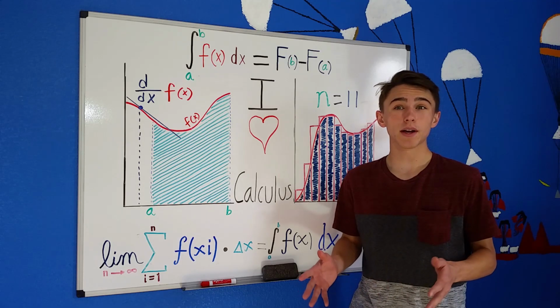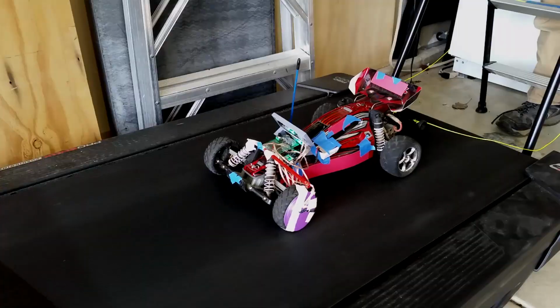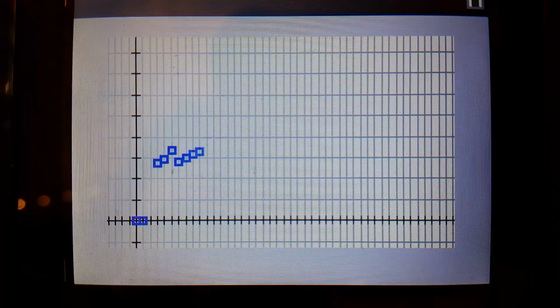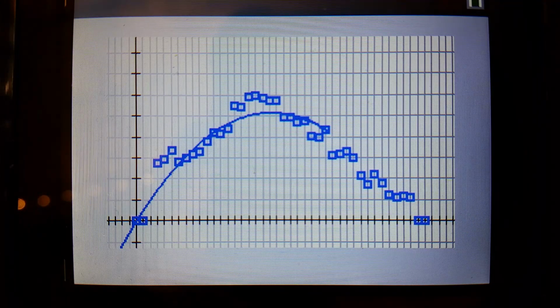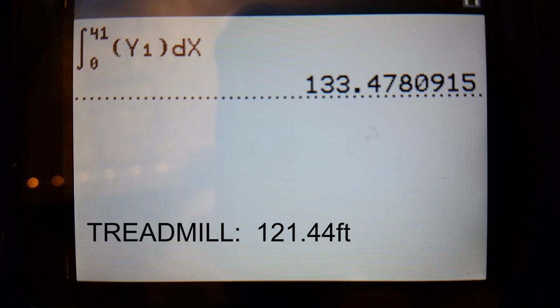To prove that this works, my neighbors and I outfitted a small remote control car with a DIY speedometer, put it on a treadmill, and took speed readings while we varied the speed of the treadmill. With our speed data, we created an algebraic function that best models the car's velocity during the experiment, and once we took the integral of that function over the testing window, we got a distance measurement that was within 10% of the distance reported by the treadmill.